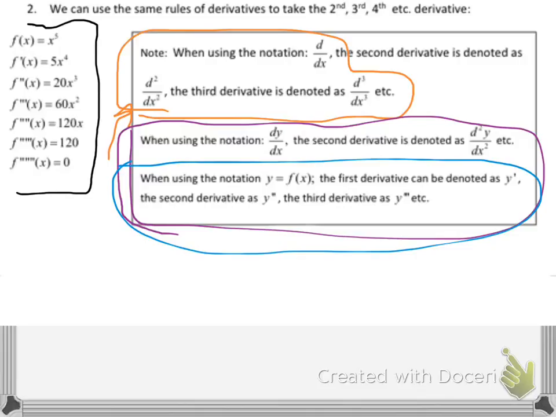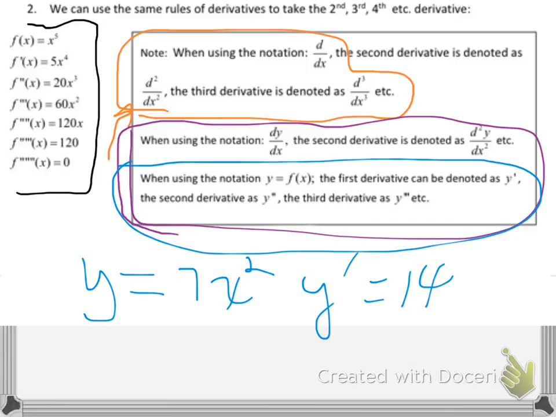This notation, when using the notation y equals f of x, you are allowed to use that prime notation on the y. So for example, if y equals 7x squared, I could say y prime equals 14x, and that's also a prime type of notation. So the y prime and the f prime of x are very similar in their design. So be aware of all the notations, be able to recognize them, and be able to apply them correctly.